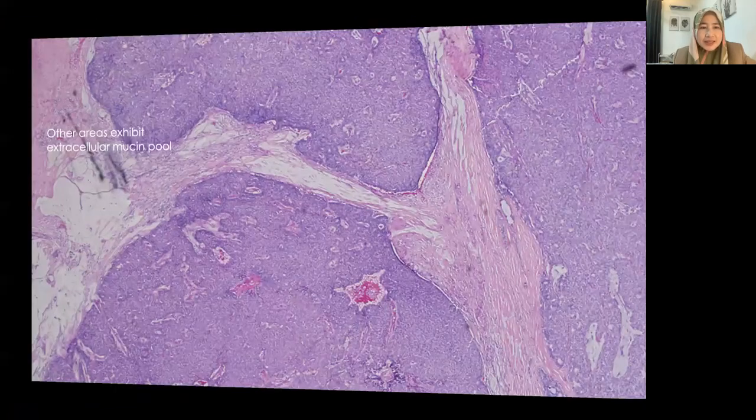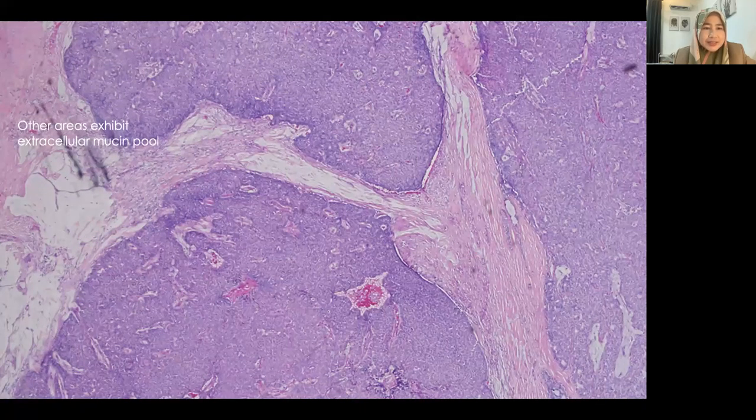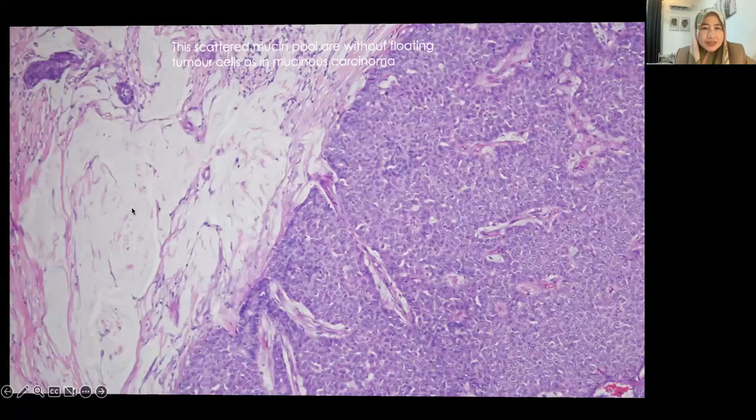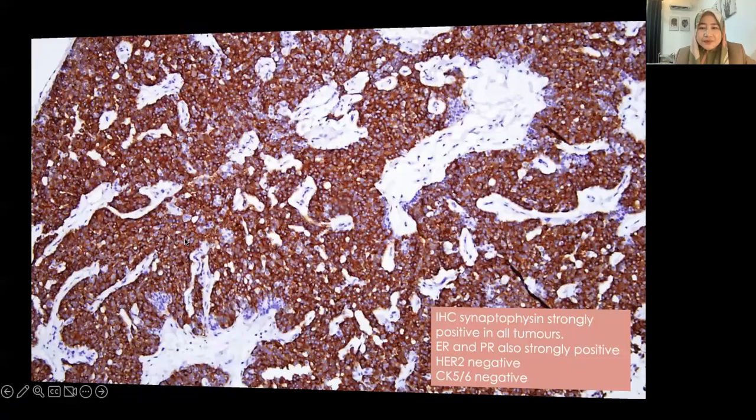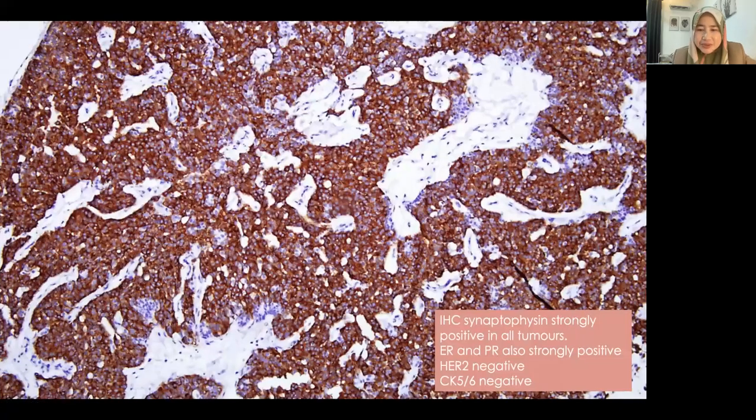All right. So in other areas, it exhibits extracellular mucin, the mucin pool at the periphery of the lesion. However, the scattered mucin lacks floating tumor cells, as happens in mucinous carcinoma. All right. So we proceeded with this case with immunohistochemistry. Synaptophysin shows strongly positive in all areas. ER and PR also strongly positive. However, HER2 is negative and CK5/6 is also negative.